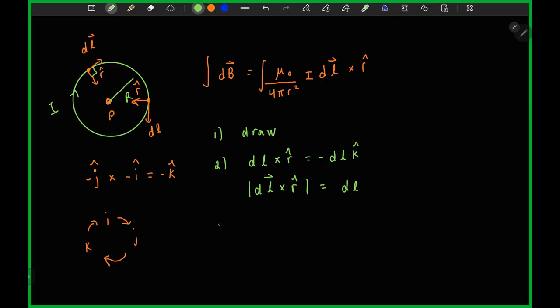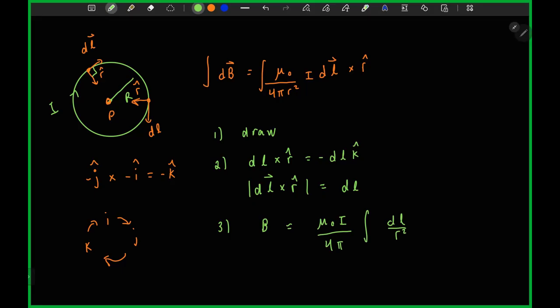And so that leads us to step 3. We don't need to worry about vector addition because in this particular case, our components all point in the same direction. In a future video, we'll look at a case where we do need to consider vector addition. And so in this case, I can say that B in magnitude is equal to mu naught I over 4 pi integral dl over r squared, having pulled out all constants.